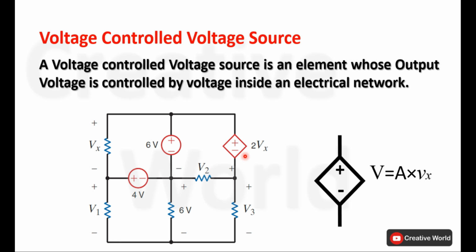Here is an example of voltage controlled voltage source. Output voltage of this dependent source is equal to 2Vx. Vx is the voltage across this element which is controlling the output voltage of this source. If any change occurs in Vx, the output voltage of this source will also change.